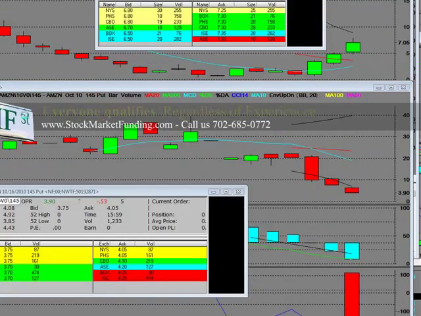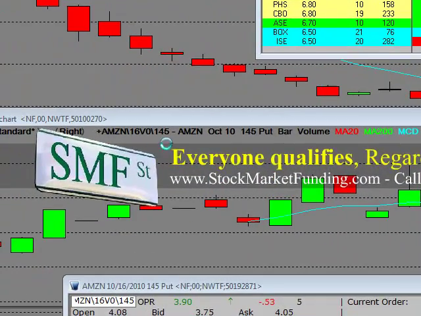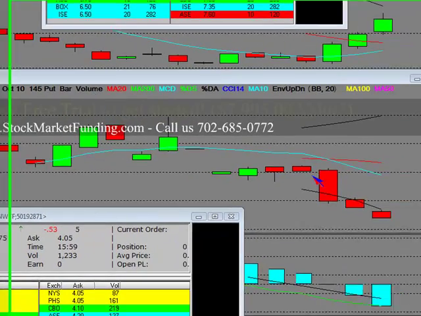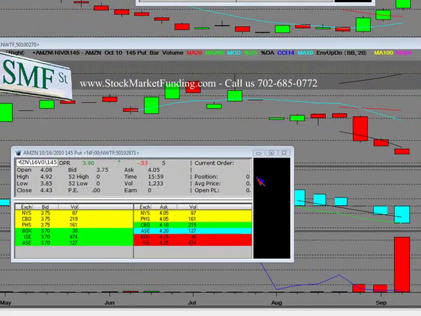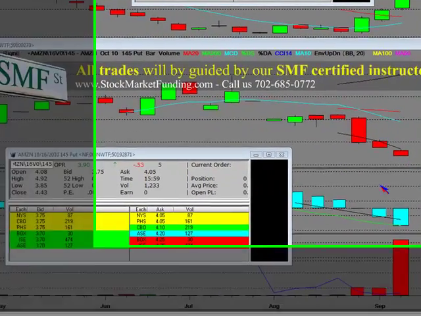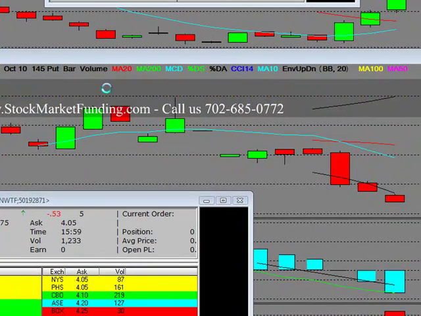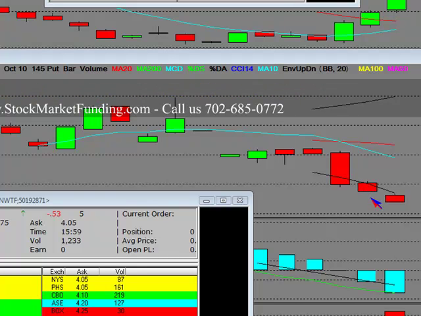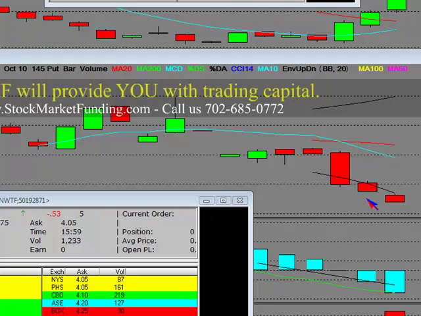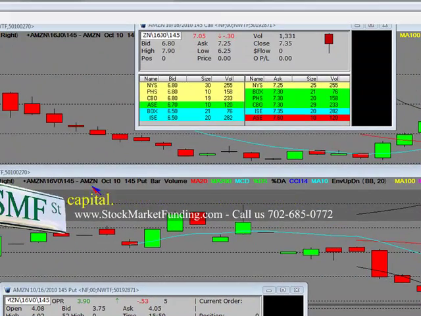Back to the tape, SMF Street Traders, we're looking at the 145 Amazon put. We're looking at that deflated drop down here to this price level. This is the put option down here. Okay, see, it says 145 put. Amazon closed at 148. That's $3 above the strike, so it's an out of the money put because the price is above the strike.